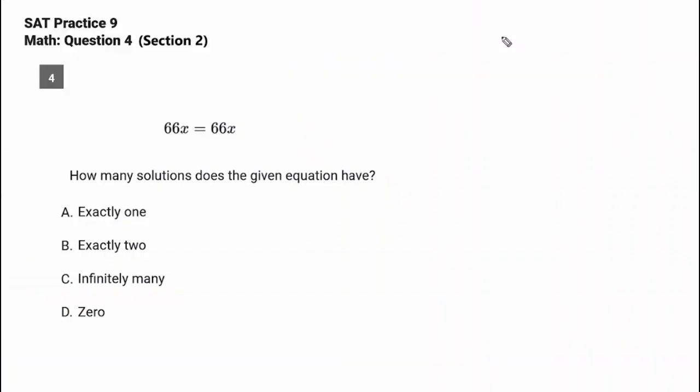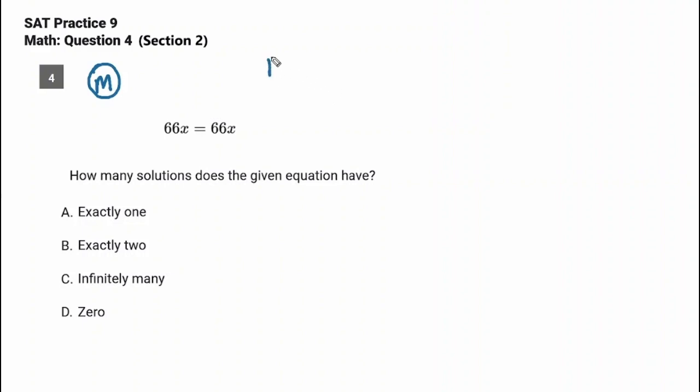We're on SAT Practice Test 9, Math Section 2, Question 4. What's the level of difficulty here? It's medium. Got this equation. How many solutions does the given equation have? These problems come up on every SAT. They're very formulaic, and you can get them done in about 2 seconds if you understand what's going on with them. If you don't understand what's going on with them, you can always plug in.